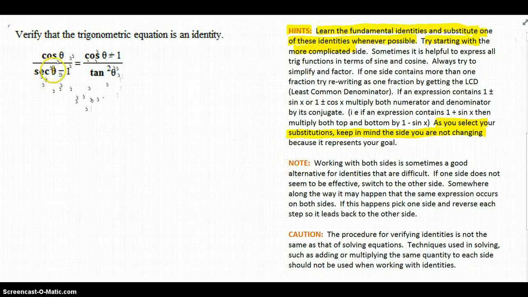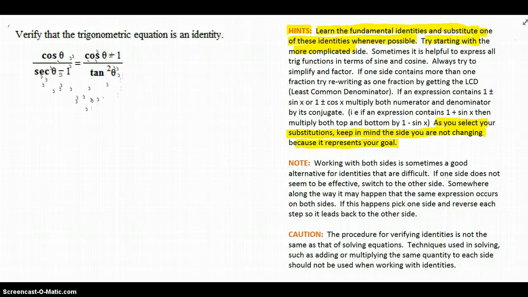So again, you're going to start with one side and try to get to the other side without changing the other side. You don't change the other side because that is your goal. Okay, so let's do that. Are you ready? So what we're going to do is start with the more complicated side.